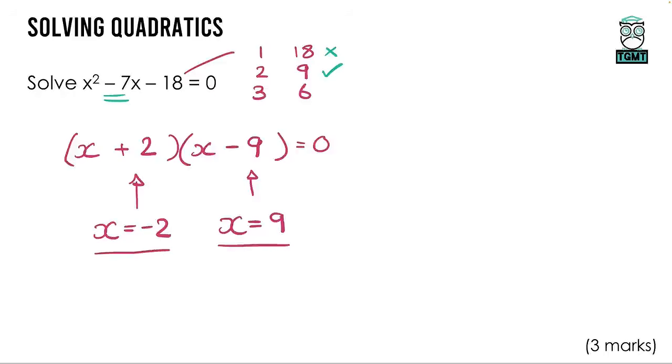Essentially, all you're actually finding is what number has to go into the bracket to make it equal 0. Well, look at the left bracket, -2 plus 2 is 0. And on the right bracket, 9 take away 9 is also 0. And that's what we are trying to find, where these equal 0, or options where they could equal 0. So there we go, there's our two solutions, and that is solving quadratics.